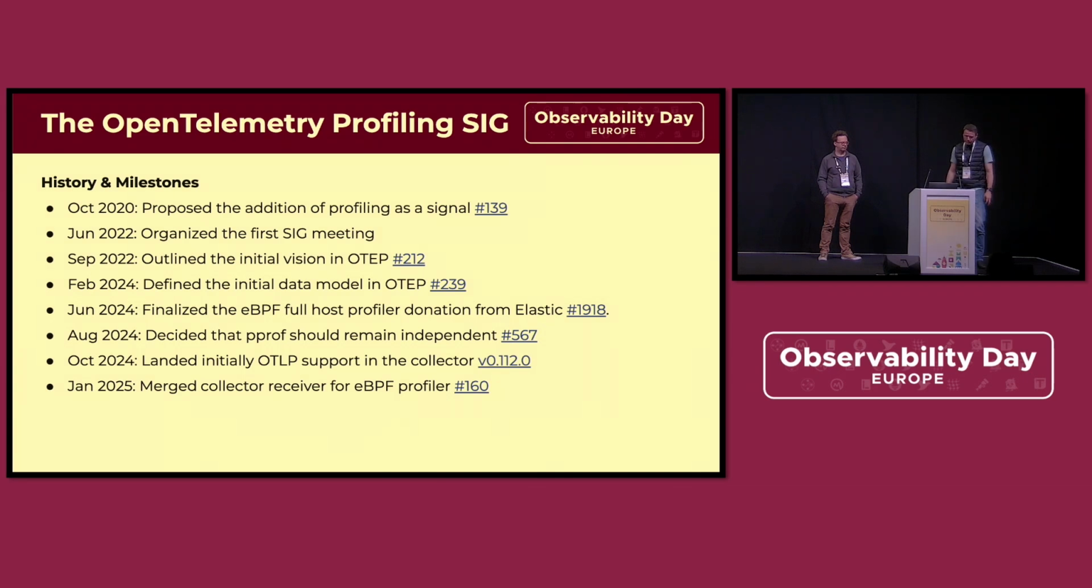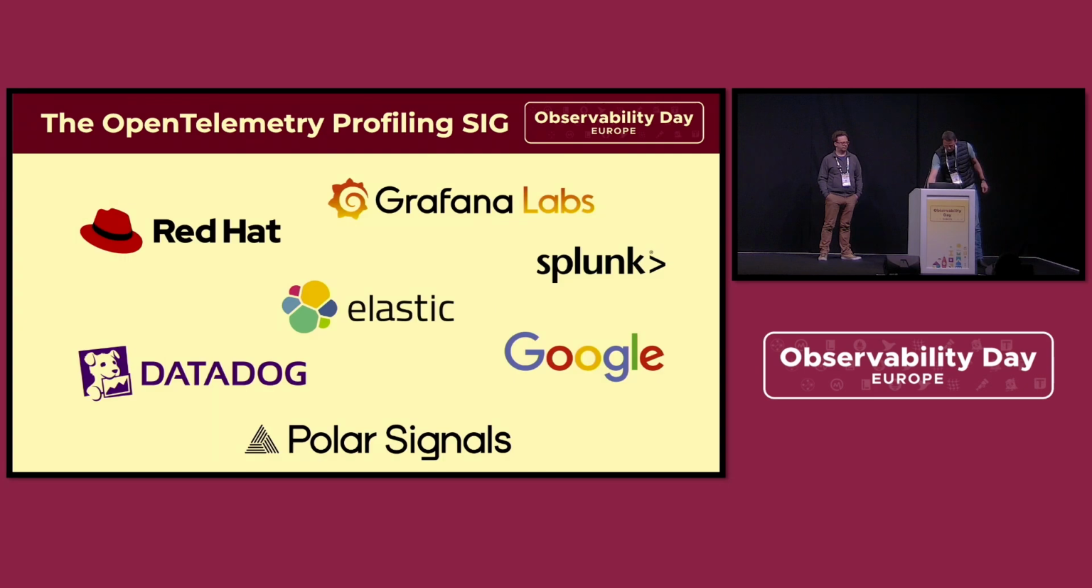In October 2024, work continued, and the first version of OTLP support landed in the collector. And in January 2025, the eBPF profiler also became part of the collector as an OpenTelemetry receiver, which Damien is going to talk more about. And that's pretty much my part here.